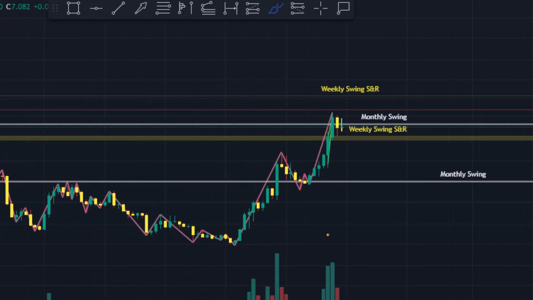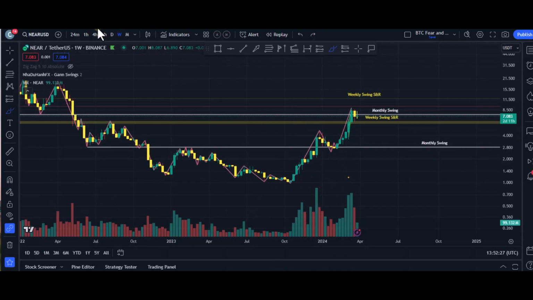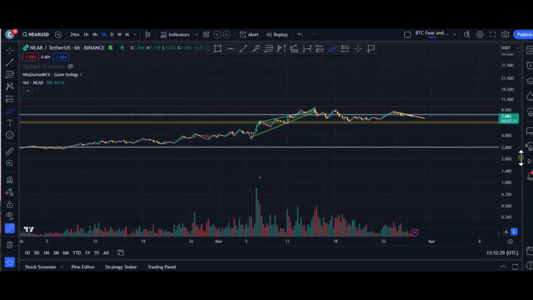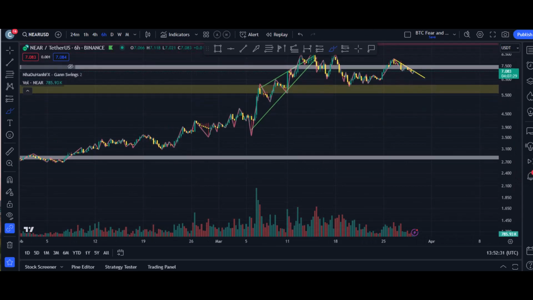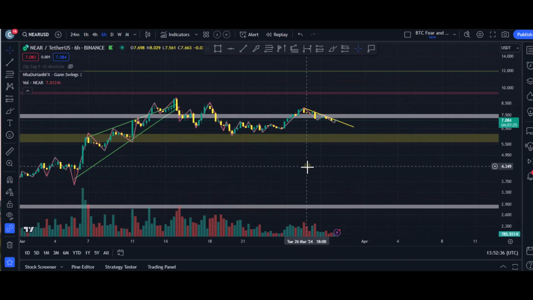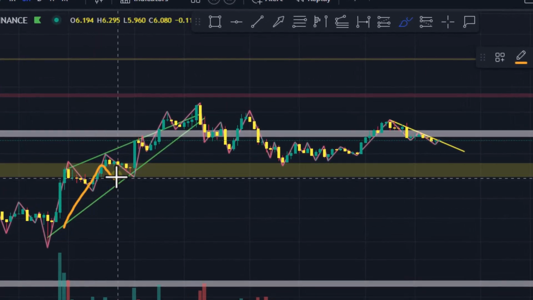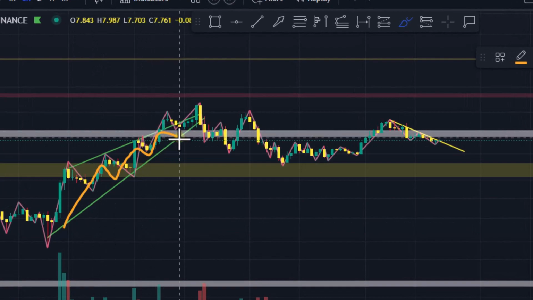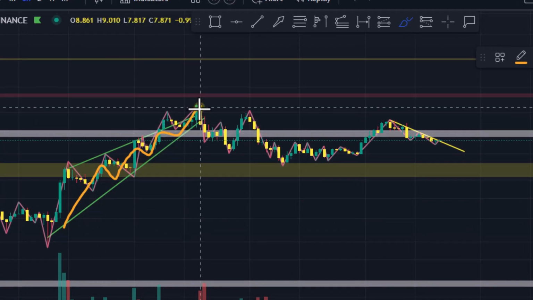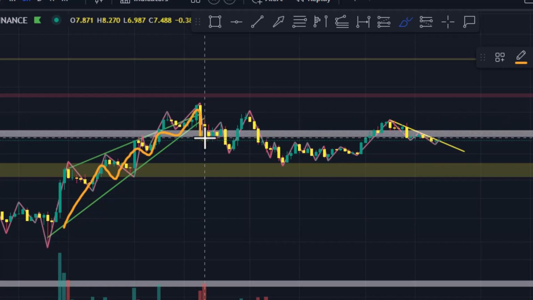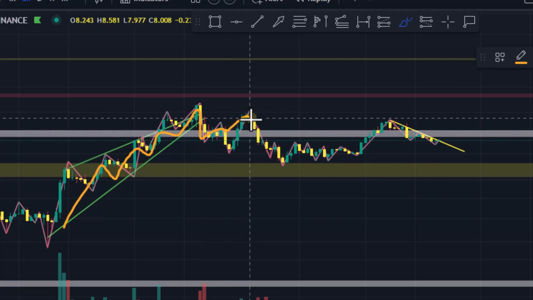So let's zoom in a little bit. Let's see what we can see. Let's dive into the 6 hour on Near. The last time I covered Near, we were tracking this rising wedge, which is typically a bearish pattern when we break down out of it. You can see we closed above, but we weren't able to close more than one candle. We didn't even really close one candle above. We came straight back down. You can see all these areas are somewhat being respected.